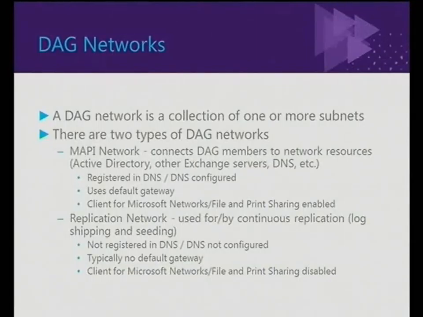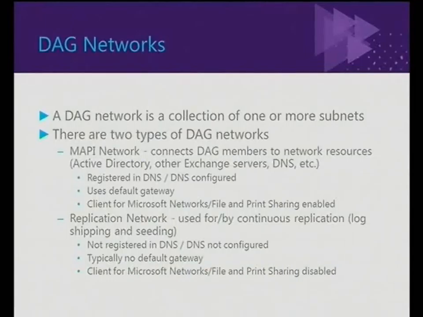Then we have a special kind of network called a replication network. Those are additional network cards that you can put into your DAG members and dedicate them for continuous replication. In other words, the log shipping and the database seeding process. Now, we only require 1 network card inside of each DAG member, but if you want, you can go ahead and add multiple network cards, in which case the extra cards you add beyond the 1 will be your replication networks. Now, there are some important configuration differences between those 2 types of networks.